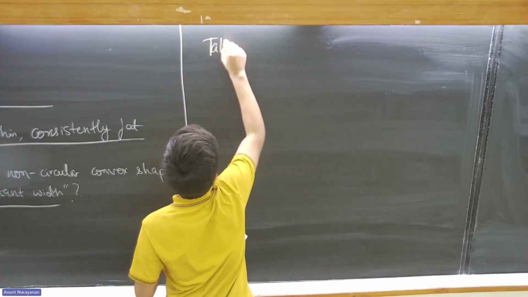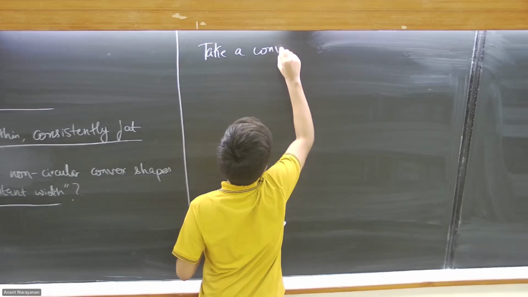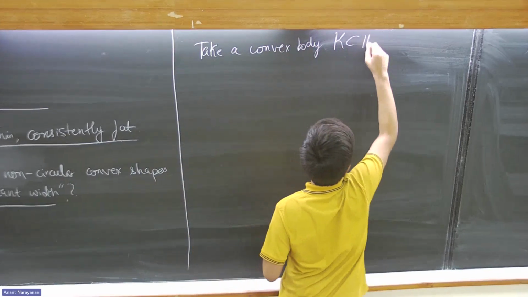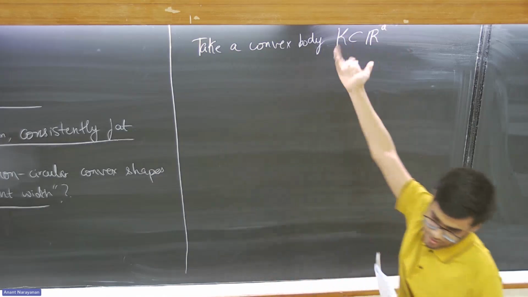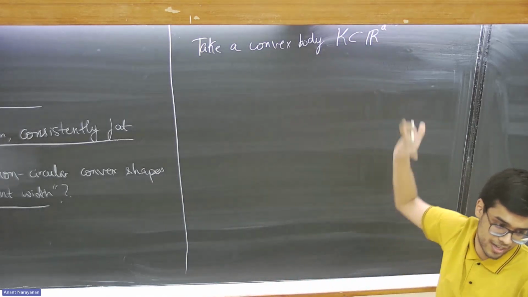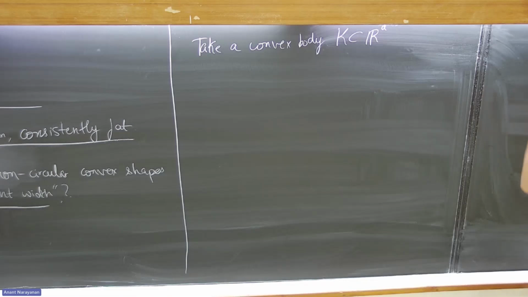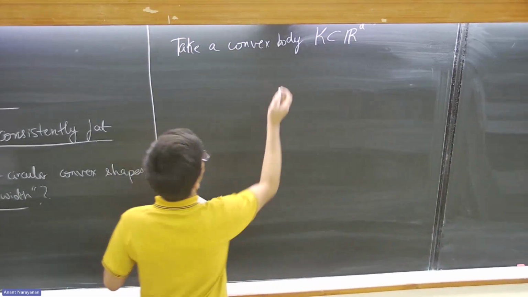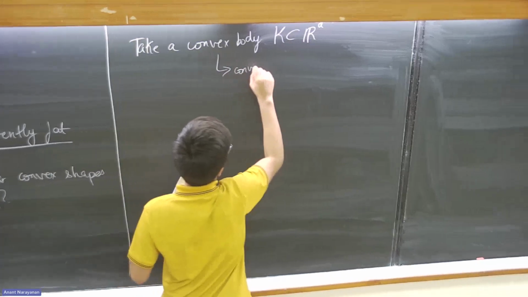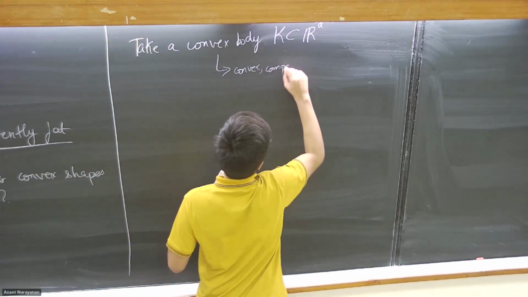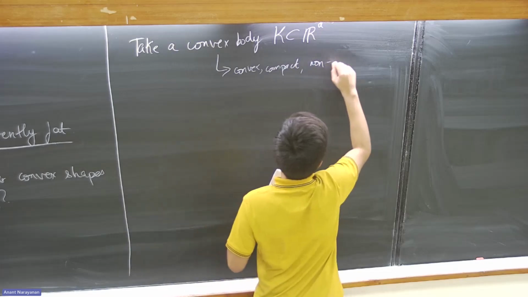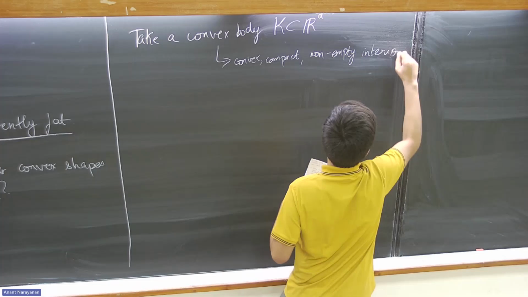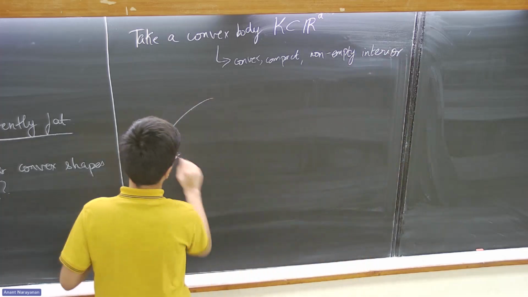So you take a convex body K in R^d. Sometimes we restrict ourselves to R^2 for ease of explanation, but I'll mention it when we can generalize something to R^d very easily. But for now, take a convex body K in R^d, and for us, a convex body is convex, compact, and for convenience, I'm taking non-empty interior as well. We have this convex body.